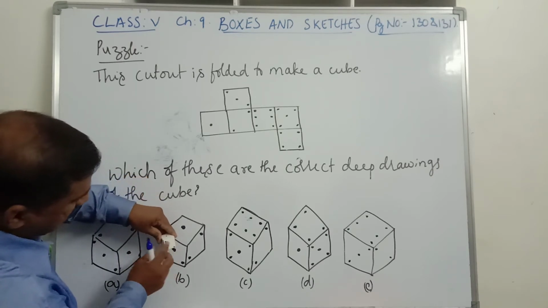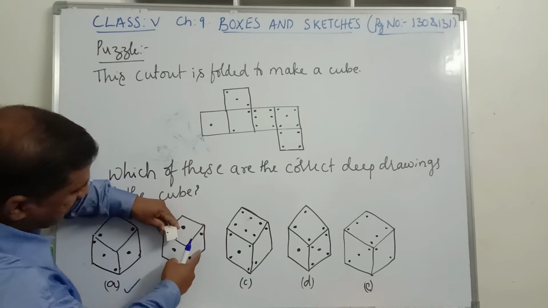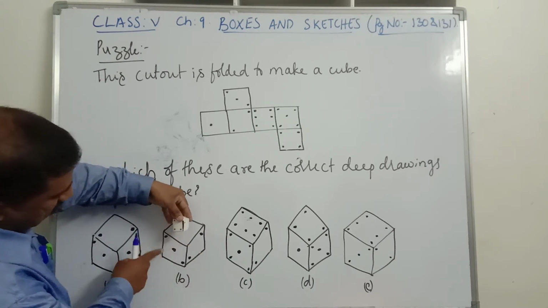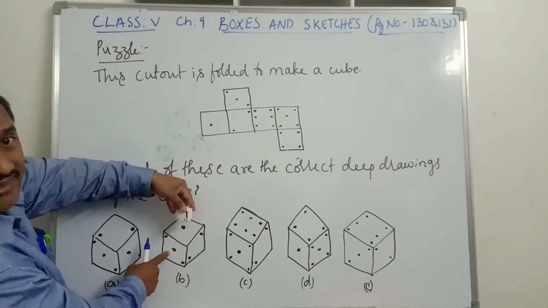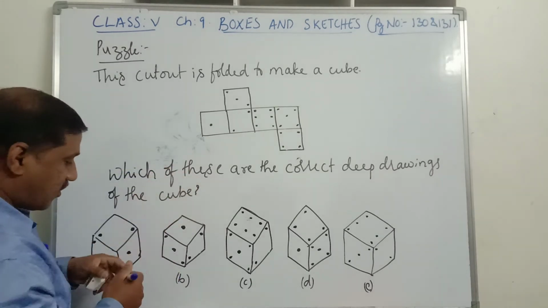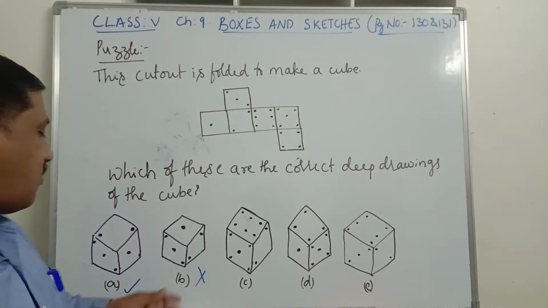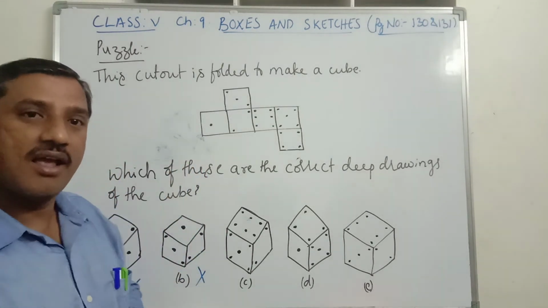See, this is 1 dot, and here on the front surface we should have 2 dots. But on the side we have 4 dots, and here it is only 3 dots. Therefore the cutout will not be satisfied by figure B.